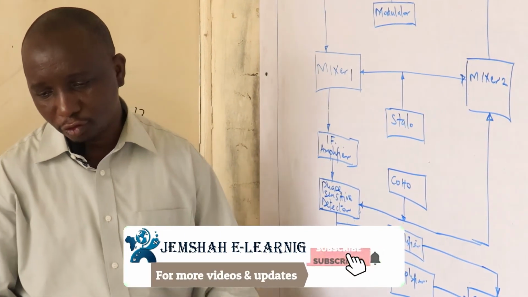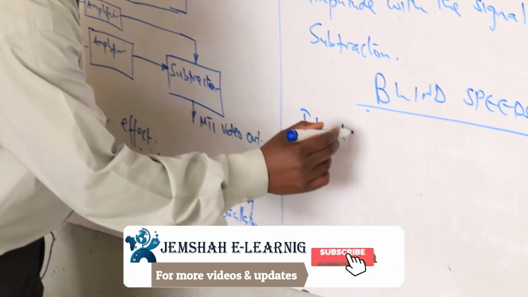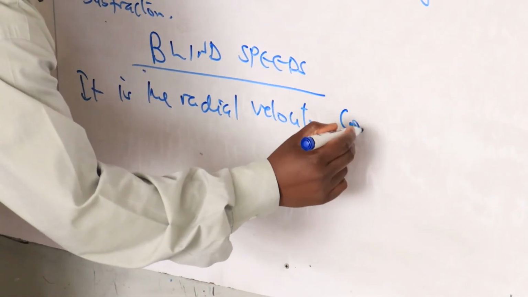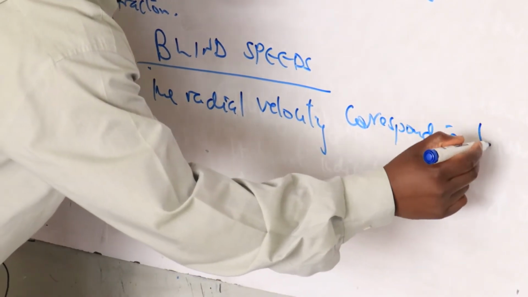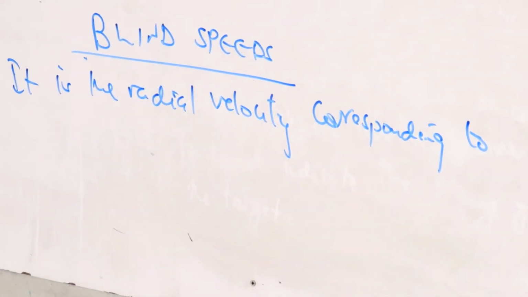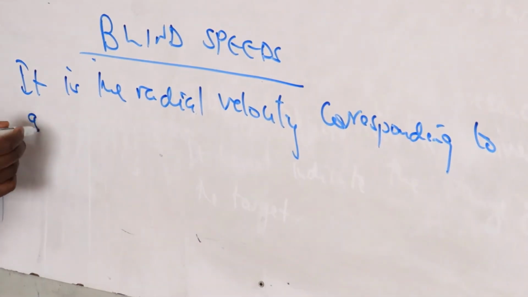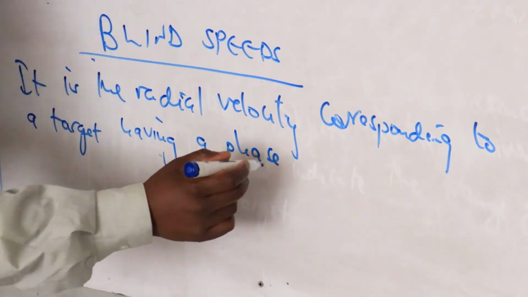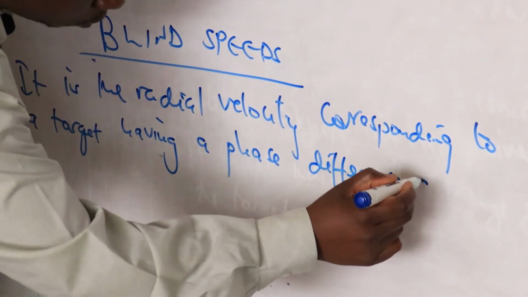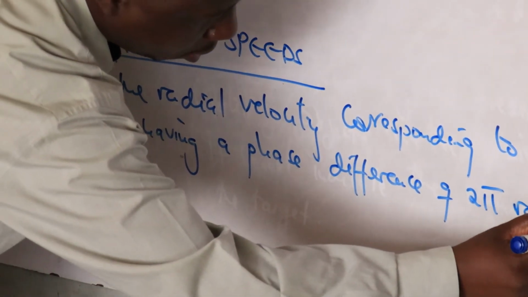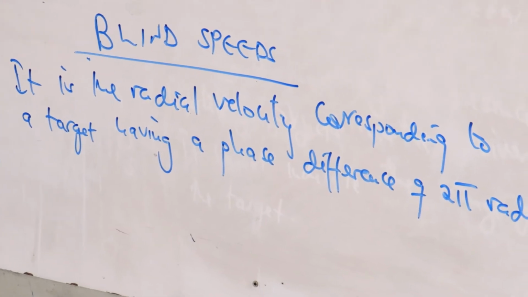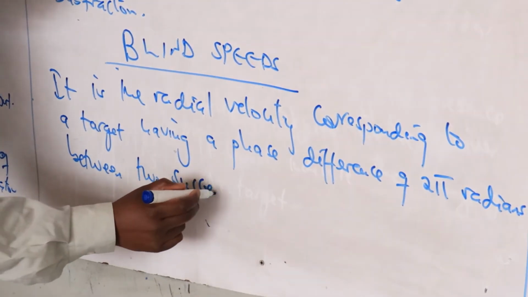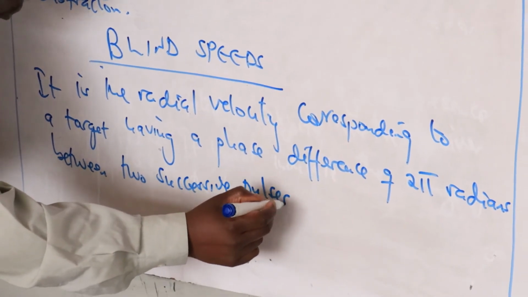It is the radial velocity corresponding to a target having a phase difference of 2 pi radians between two successive pulses.